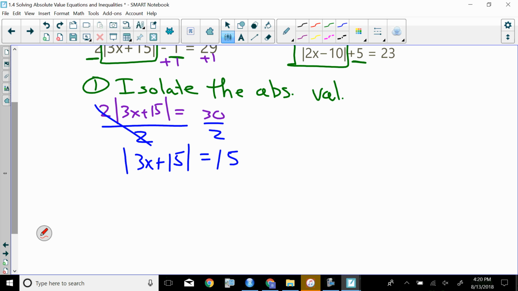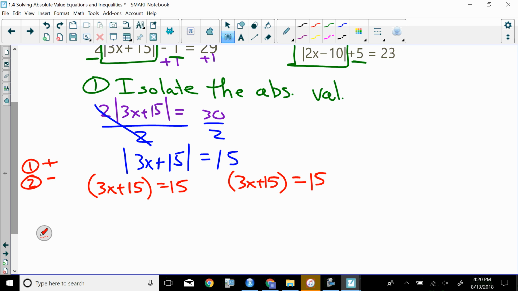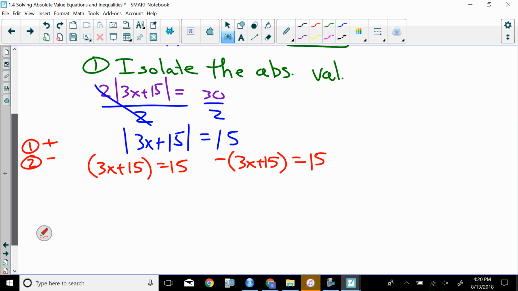Well, remember, the problems I did last time, I said there are 2 versions. We got a positive version, and we got a negative version. Well, all right, let's write them out. That would be 3x plus 15 equals 15. And then I would have 3x plus 15, the negative version of that, now equals 15. Now I just need to solve it. Well, nothing to do here on the first one. Just subtract 15, I get 3x equals 0. Divide, we saw that same thing happen before.